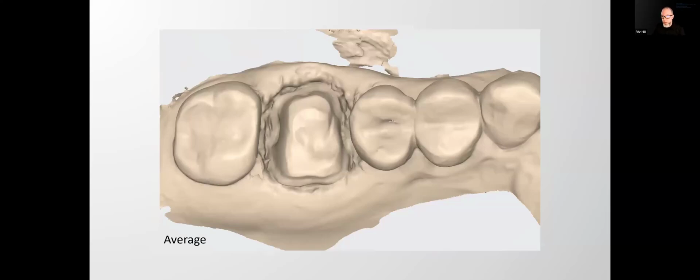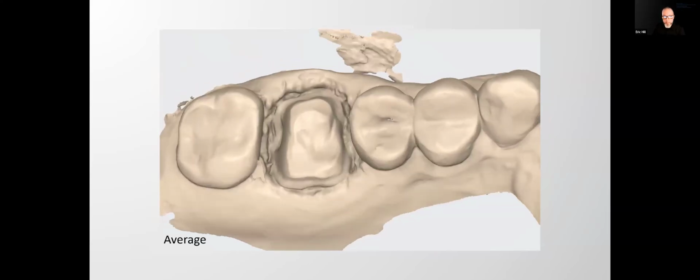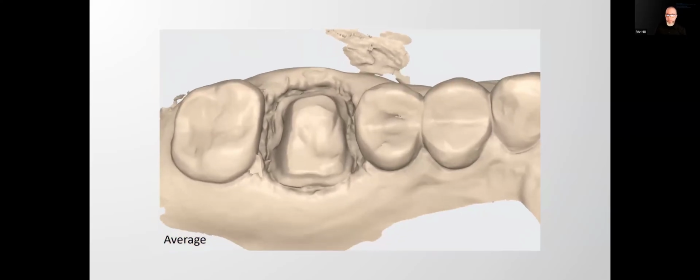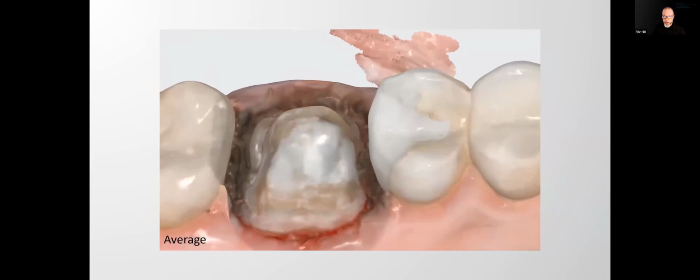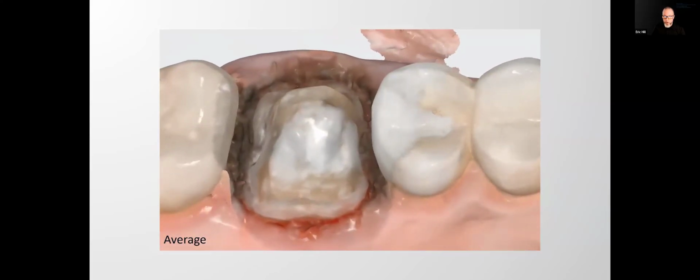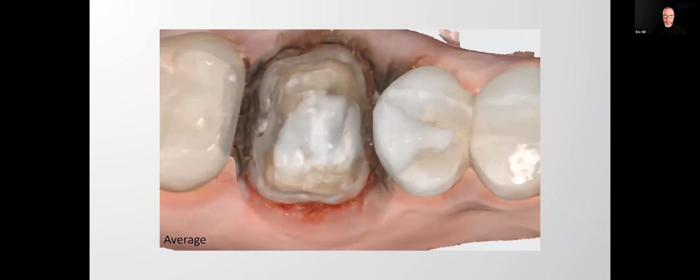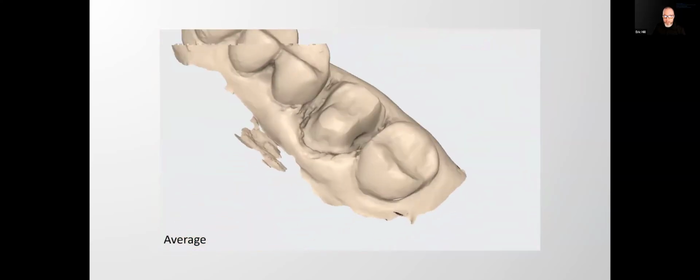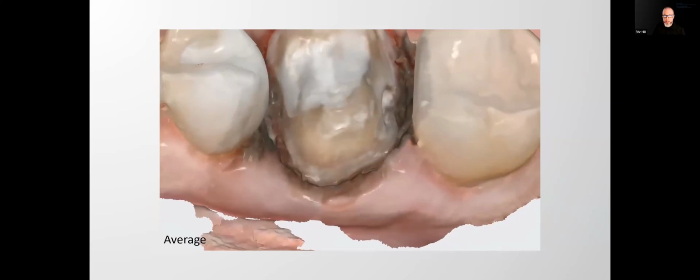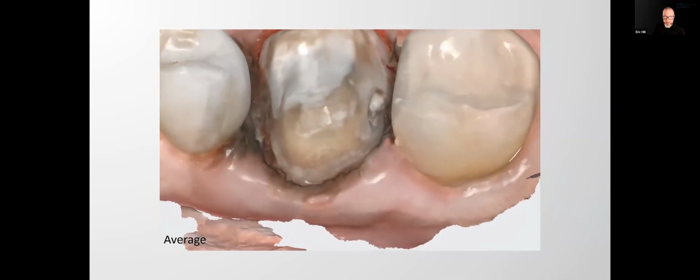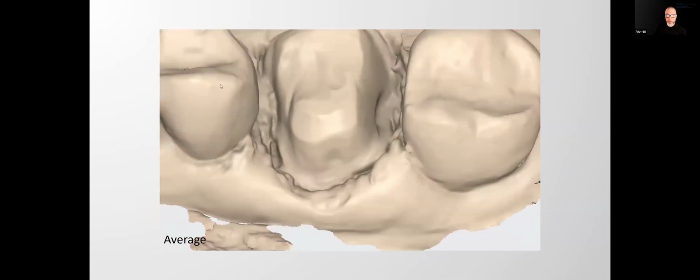Here is the average one. This is something we get. This is probably 70% of the cases we get in the lab where it looks pretty good, but there's certainly some areas in there where they're not ideal. And as you can see there, even though you have color, you can't necessarily tell where that margin is. So making sure you can see the margin in STL format is going to make sure that the lab sees exactly where that margin is so they can proceed accordingly.